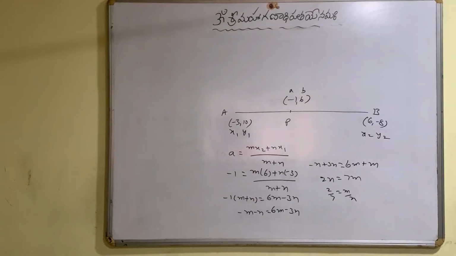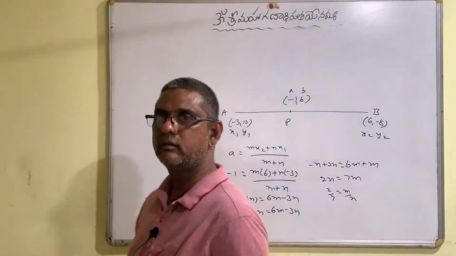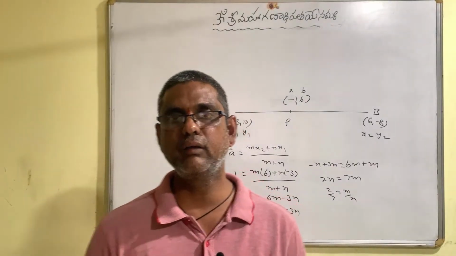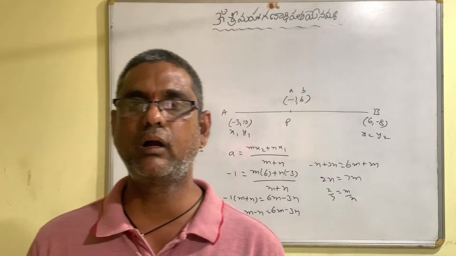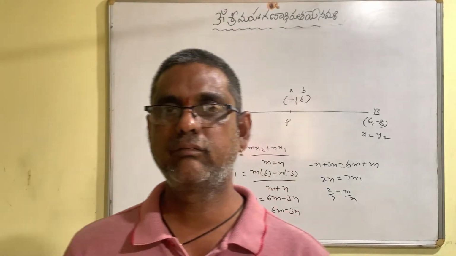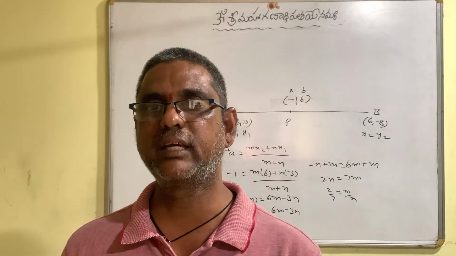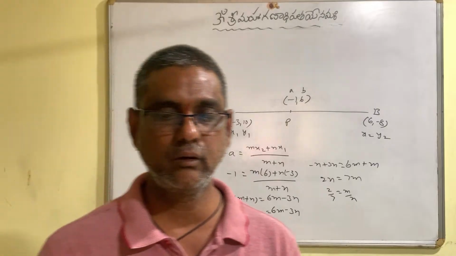Is it necessary to go ahead with the y coordinate also to find out the ratio, or not necessary? No need. Good. Because even if we consider the y coordinate and solve for the ratio, we'll get the same ratio. No need to do that. Okay, na?